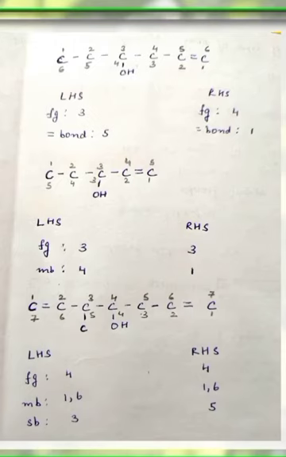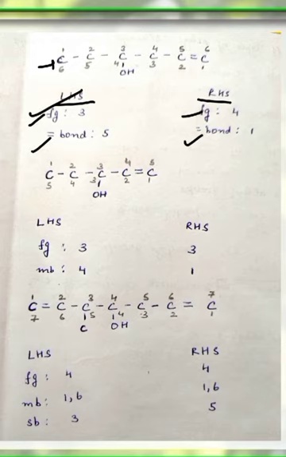Now let us look at some more examples. As you can see in this example, if I number it from the left hand side, then the functional group gets the third position while the double bond gets the fifth position. While if I number it from the right hand side, then the functional group gets the fourth position while the multiple bond gets the first position. As we give preference to the functional group, therefore numbering from the left hand side will be correct. So the functional group will get the third position and the multiple bond will get the fifth position.